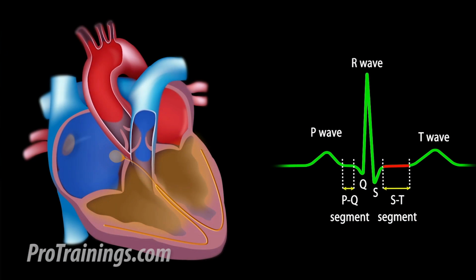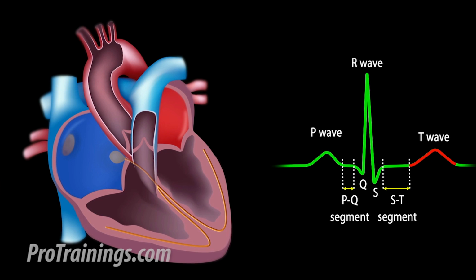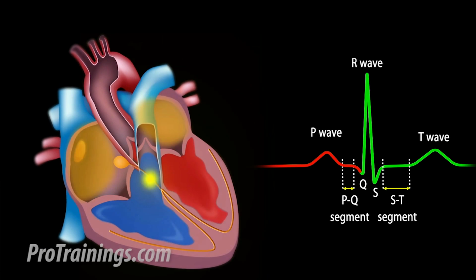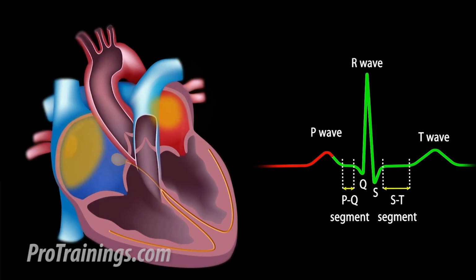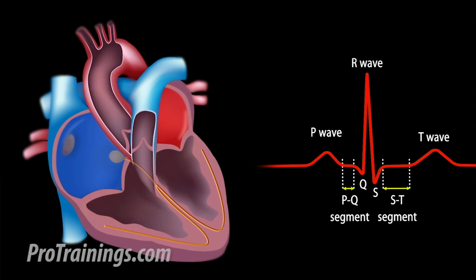ST elevation or depression of more than 1 millimeter can be clinically significant as it may indicate underlying cardiac issues both acutely and chronically. The T wave, which represents repolarization of the ventricles, should also be seen in the same general direction as the QRS segment. If there's an inversion of the T wave, this too can be indicative of a cardiac problem.